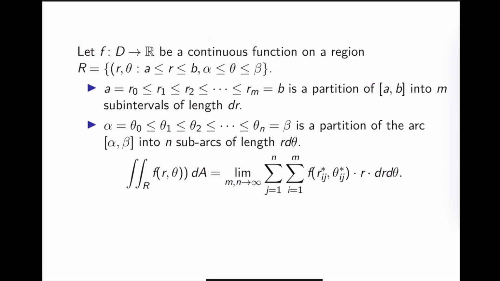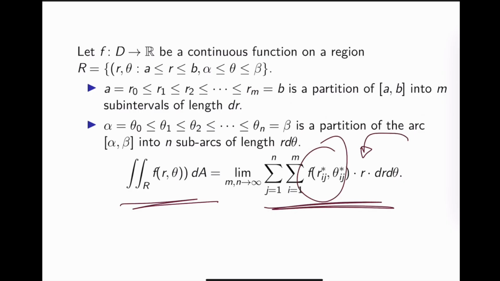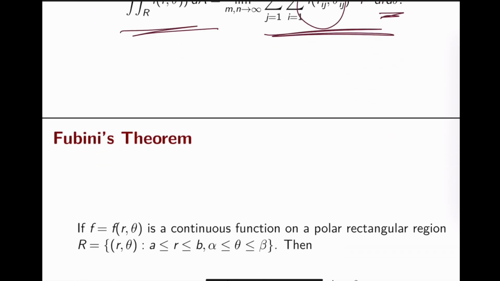And so the double integral in polars is going to be given by the addition of the values of the function, but multiplied by r and then dr d theta.